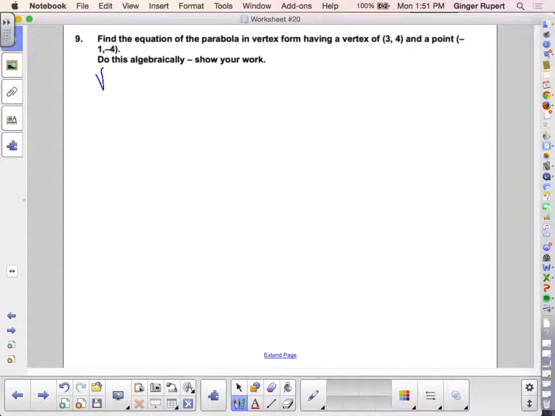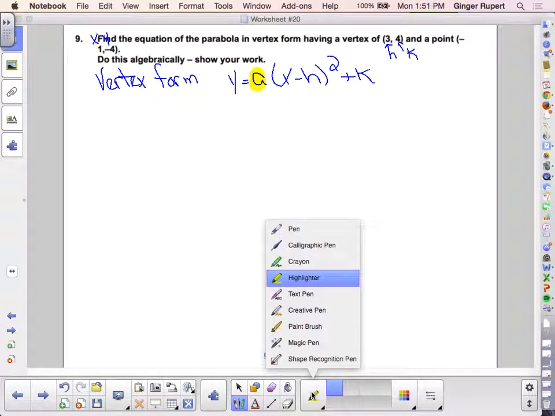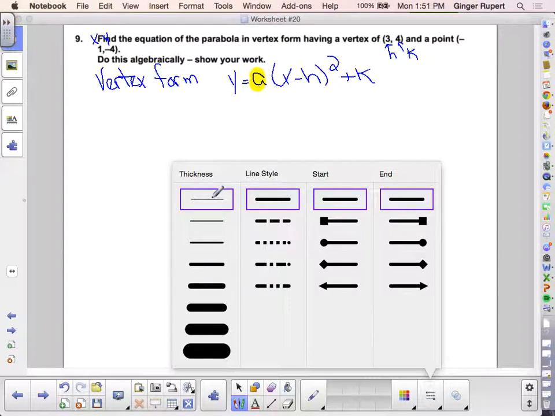Remember, vertex form is y equals a times (x minus h) squared plus k. My vertex, (3, 4), means that 3 is h and 4 is my k value. And then I have an x and a y with the ordered pair. What I need to find is a. So I'm going to have to solve this for a. So I'll substitute in everything else that I have.